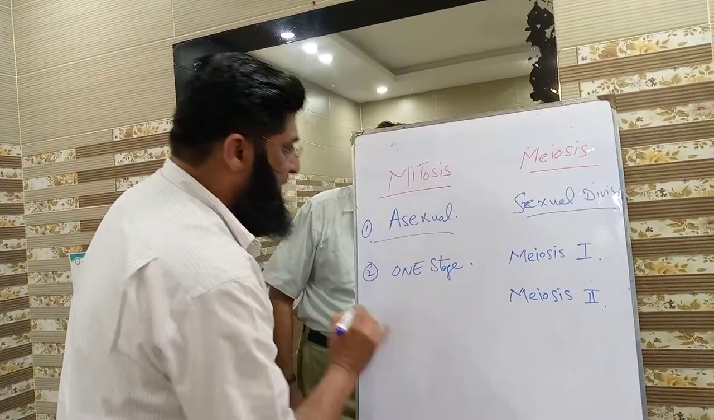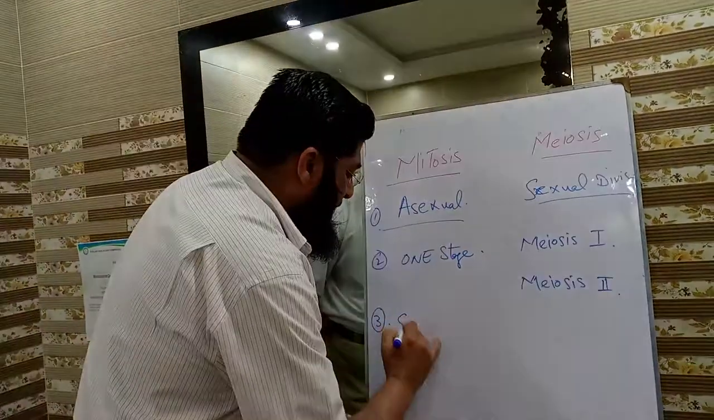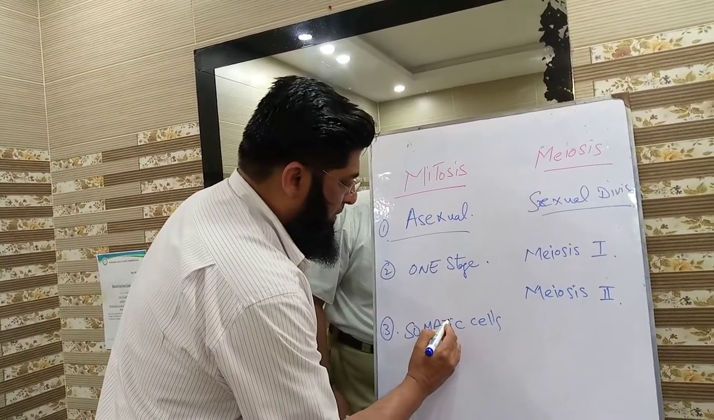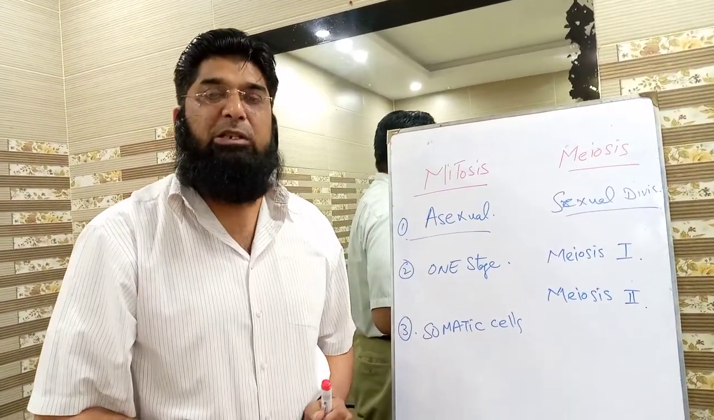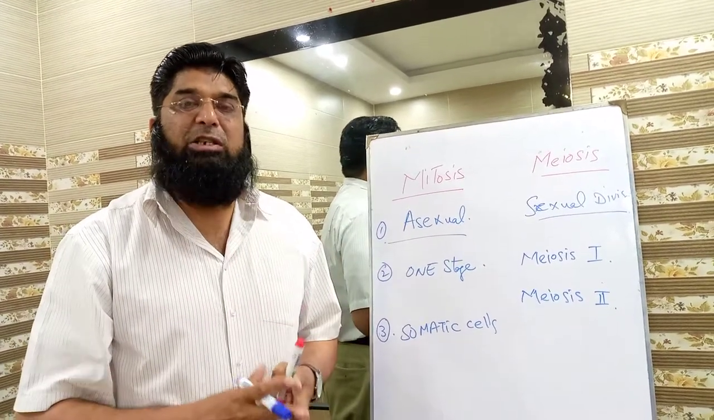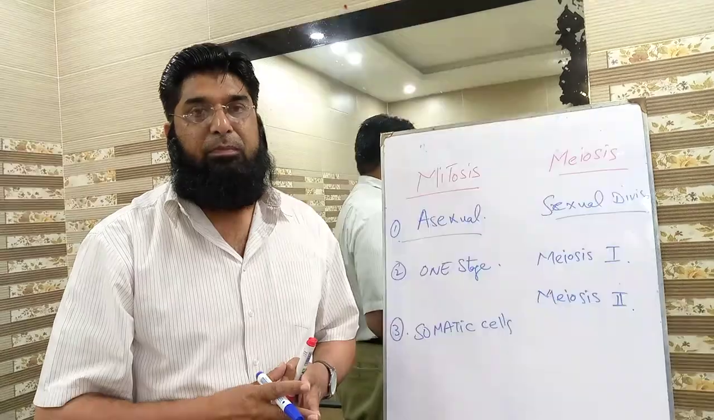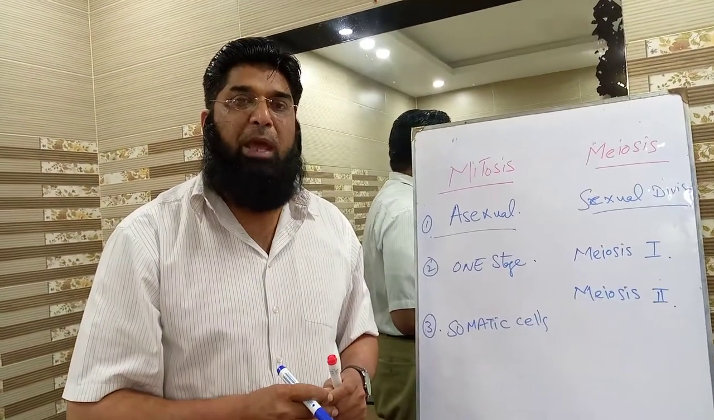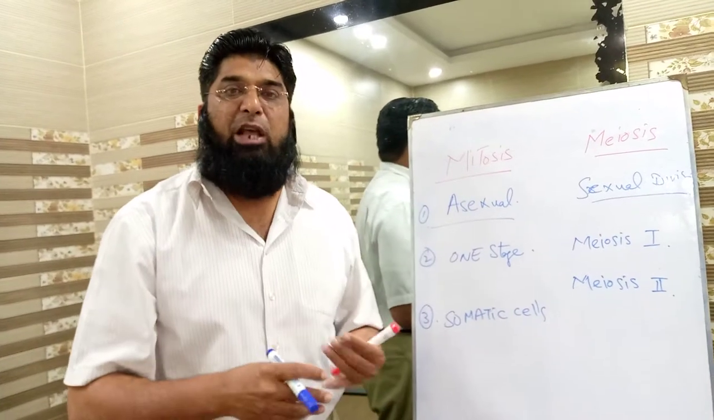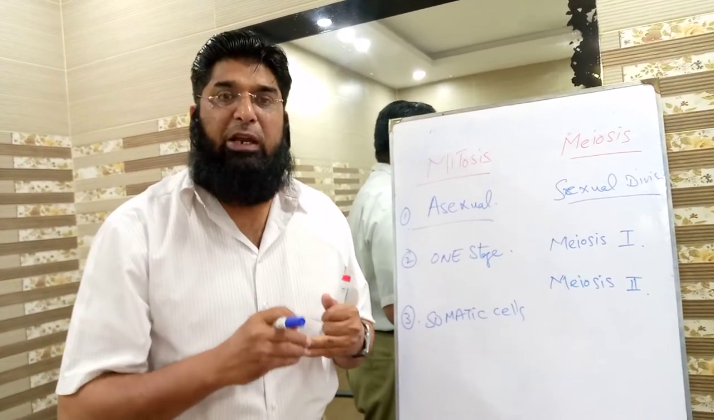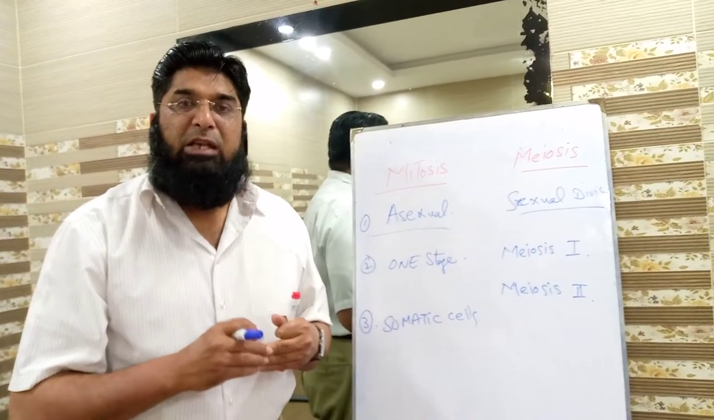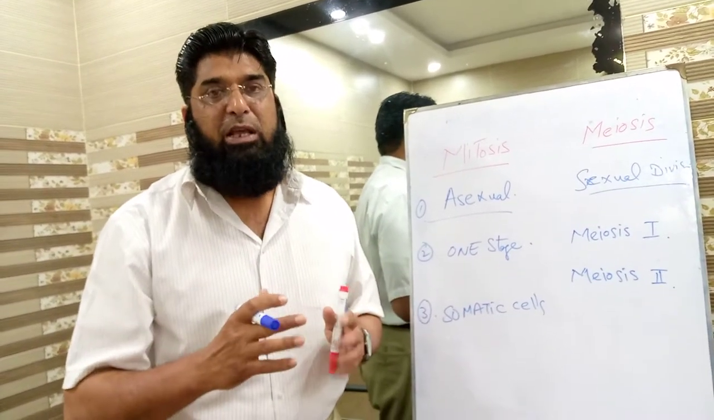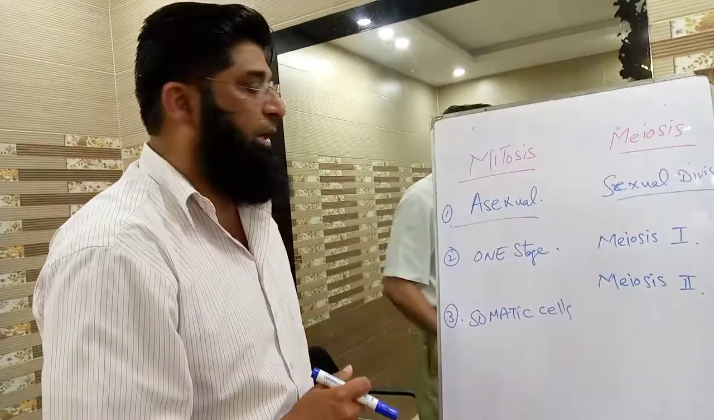Number third point, students. Mitosis cell division occurs in somatic cells. Which are somatic cells? Students, all the cells of the different body parts except sex cells are called somatic cells. In simple words, you can call them different body cells: cells of the skin, cells of the nails, cells of the hair, cells of the gastrointestinal tract, respiratory epithelial cells. All the types of cells except sex cells are called somatic cells.